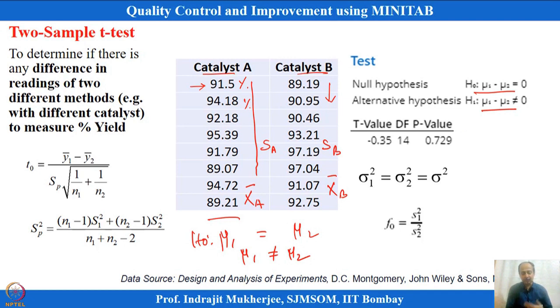While doing this test, we use a specific test statistic. We calculate a value, T0, which you see here, based on the average values. It is written as Y1 here; we can write YA and YB instead of XA and XB. This is the outcome. I want to maximize my yield, so which catalyst is to be used is the thing I want to analyze here. One is A and one is B. If the difference between YA bar and YB bar is close to 0, we can assume they are not much different.